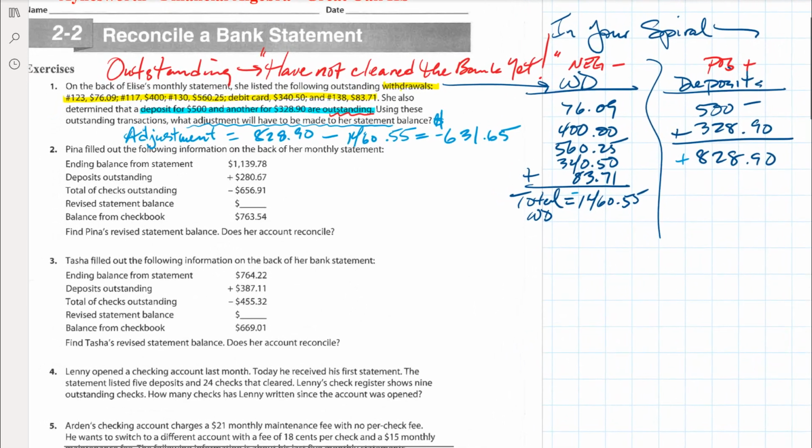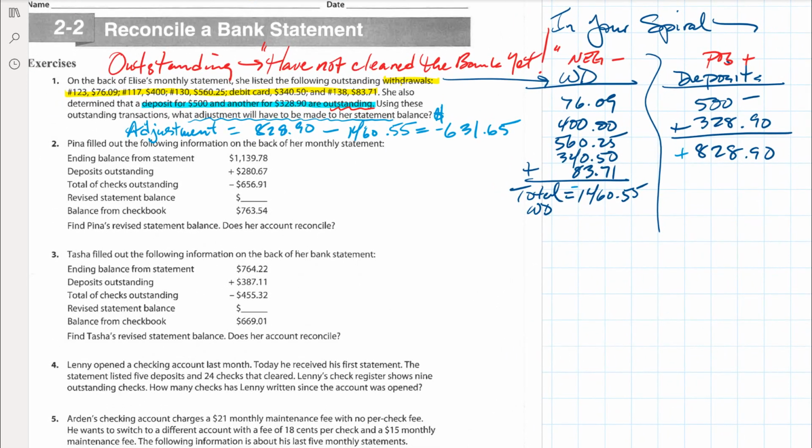Okay, next one here. So Pina filled out the following information on the back of her monthly statement. The ending balance from the bank statement was $1,139.78. Deposits outstanding, again, this is outstanding, was $280.67. Total checks outstanding, so we got a couple different things outstanding here, just like the previous situation, was $656.91. So the checkbook, her physical checkbook, was $763.54. Does that match the bank?